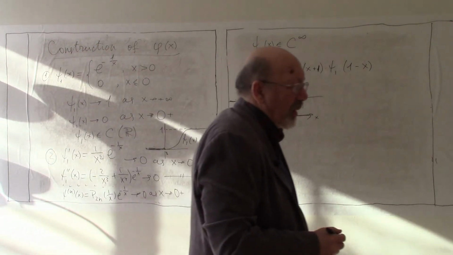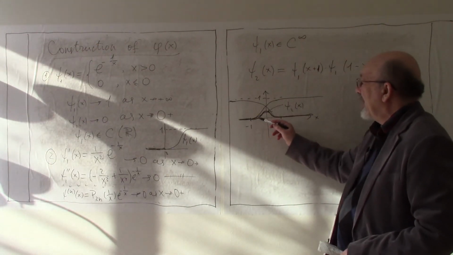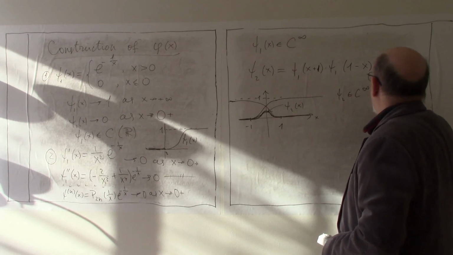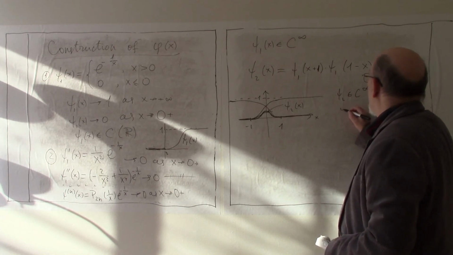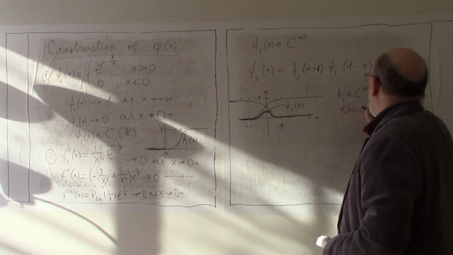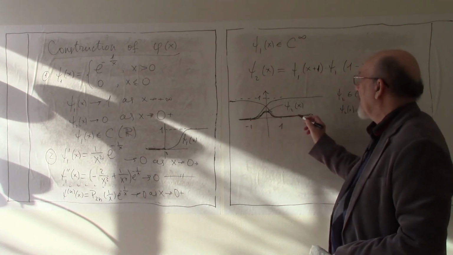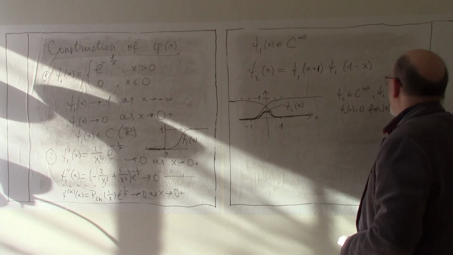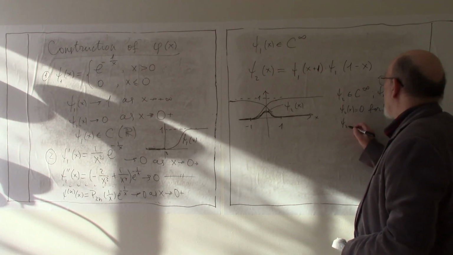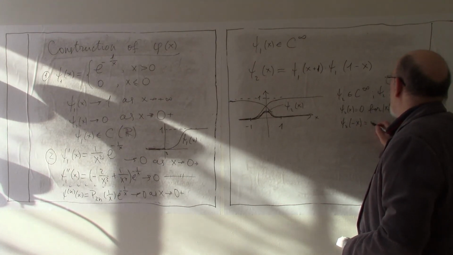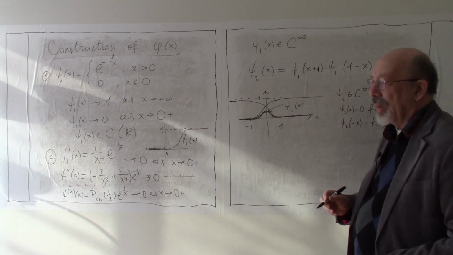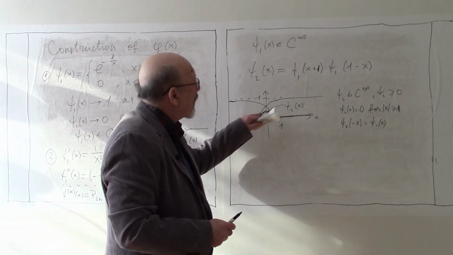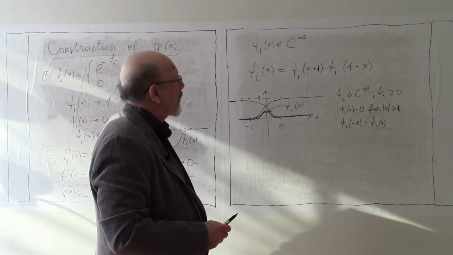And psi2 has the properties. First, it is C infinity. Psi2 is greater than or equal to 0. Psi2 of x equals 0 to the left of minus 1 and to the right of plus 1, for modulus of x more than 1. And psi2 of minus x equals psi2 of x. And the only thing which is lacking here is the last requirement: the integral of this function psi2 is 1.